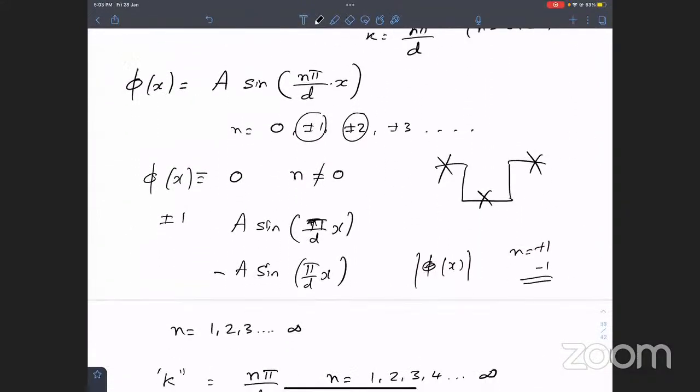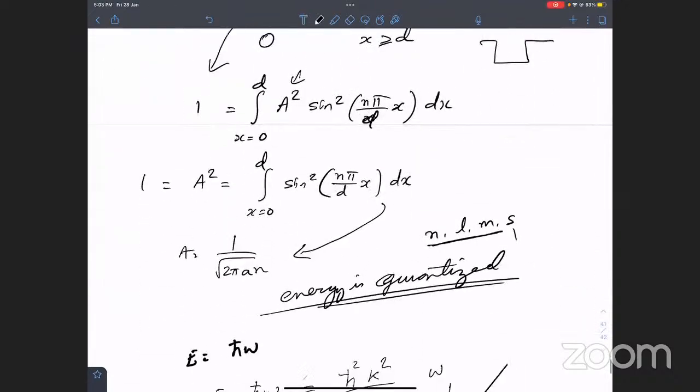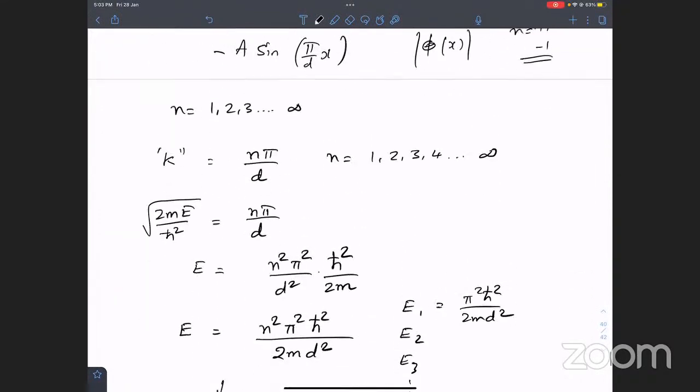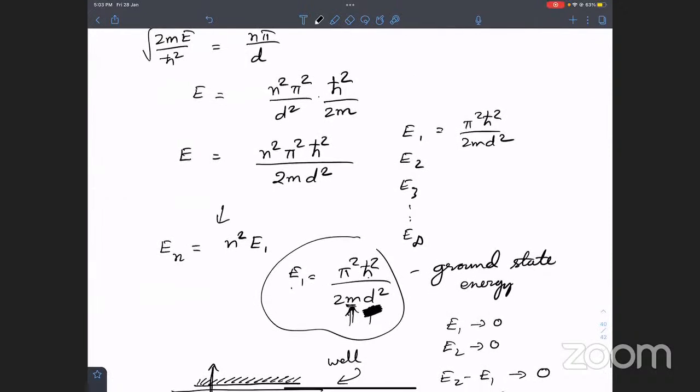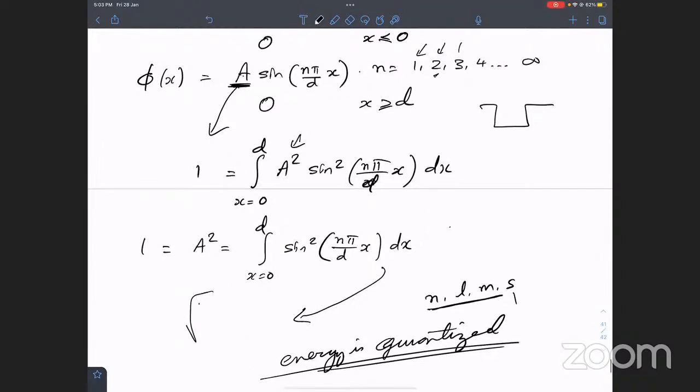Before I finished the class last time, I think there was something I forgot to do, which was to find this normalization constant, right? So that normalization constant turns out to be root 2 by a, and how you get that is you integrate the wave function from 0 to d, integrate the probability from 0 to d, and then set it equal to 1. Then you'll get this integration, right? So this a actually turns out to be root 2 by d. Okay. Yeah, it's root 2 by d.